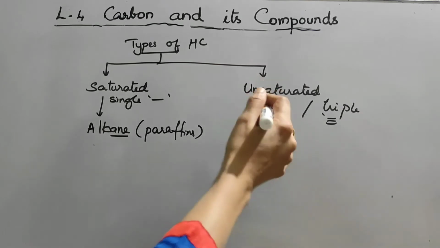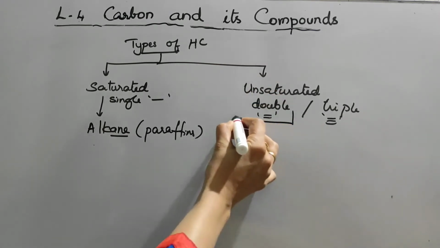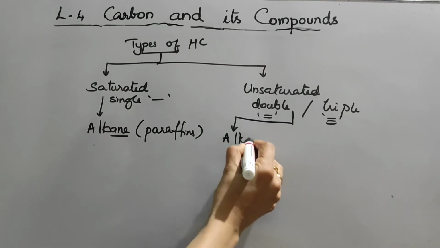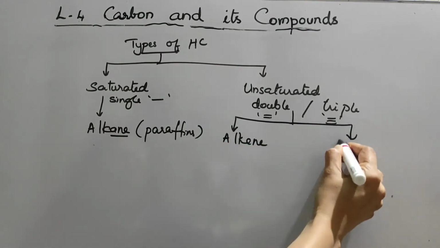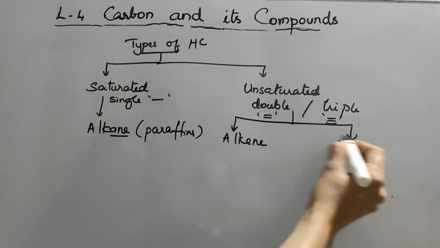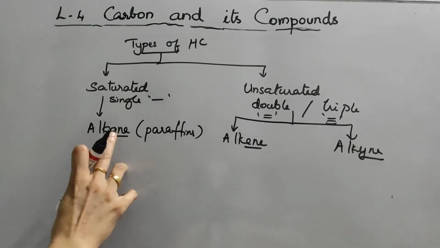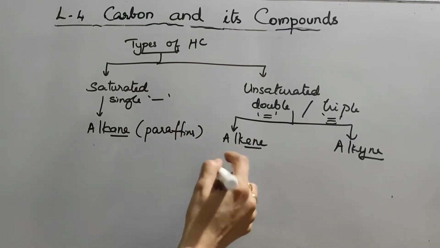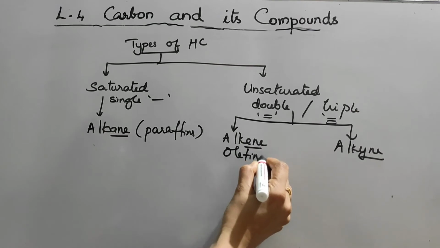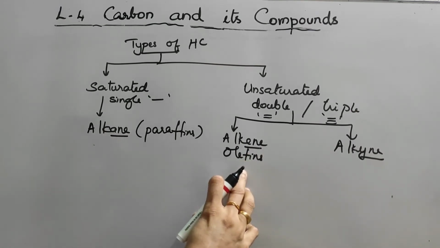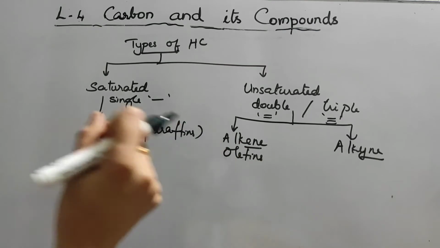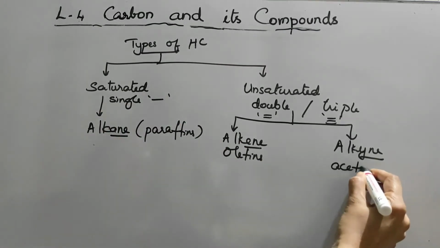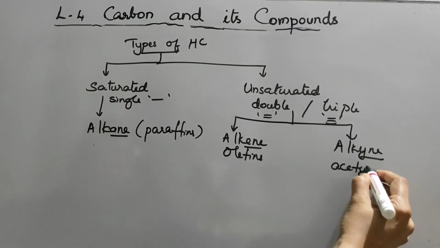Now the unsaturated hydrocarbon is divided into two: alkene and alkyne. E-N-E, Y-N-E. Look here: ANE, ENE, YNE. Another name for alkene is olefins. What is the meaning of olefins? Because they form oily liquids. And for alkyne, another name, the common name, is acetylene.